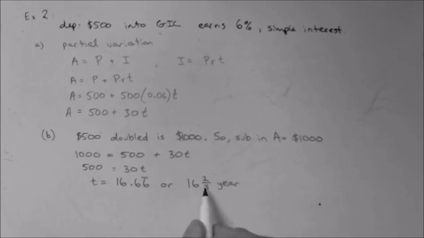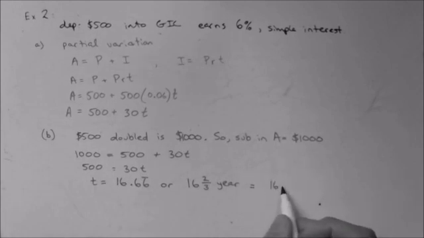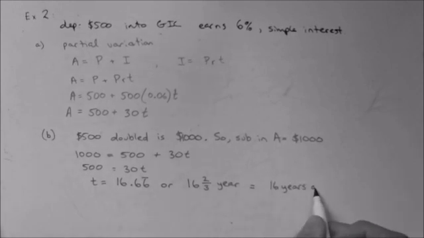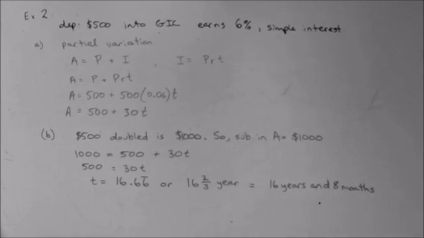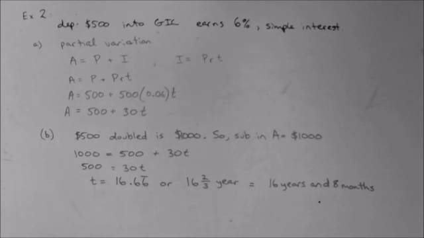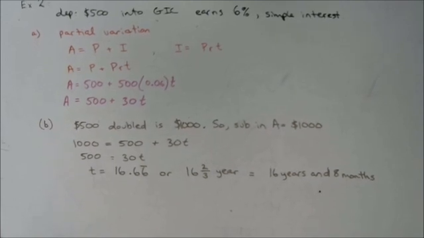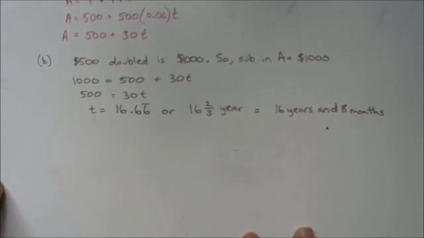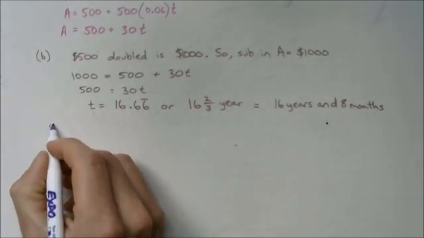Now we can convert that. That's a little easier to say. We're talking about years. 2/3 of a year is how many months? We're looking at 16 years and 8 months as the time it takes for this investment to double. C, what annual interest rate must be earned so that the investment doubles in 8 years? Well, at 6%, it's going to double in 16 2/3 years. We want to get a different account, one that's going to allow us to double our money in 8 years.